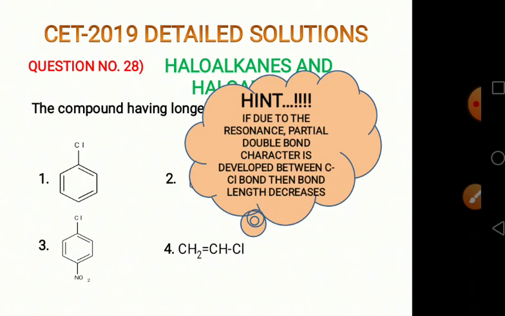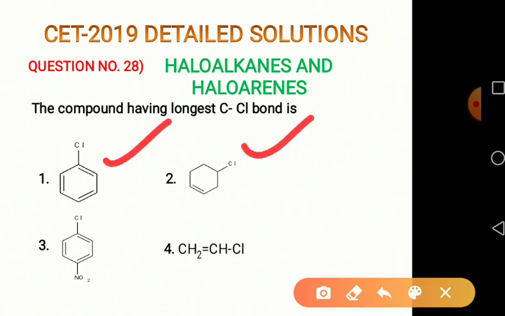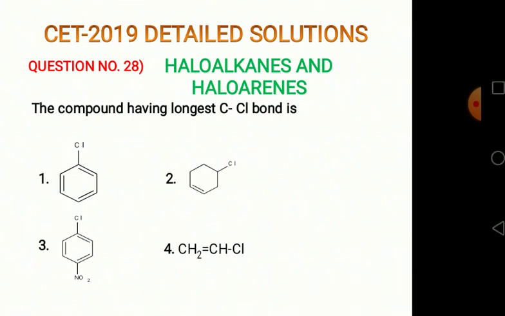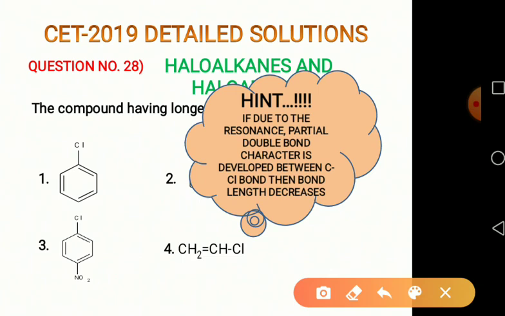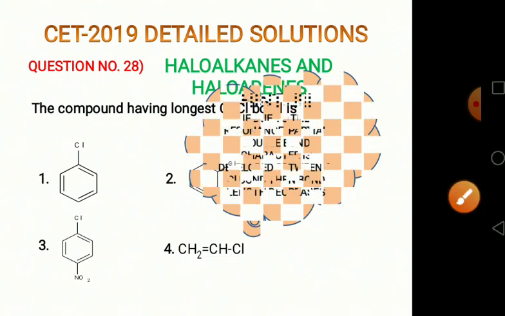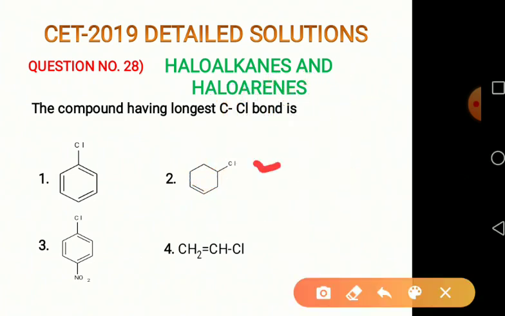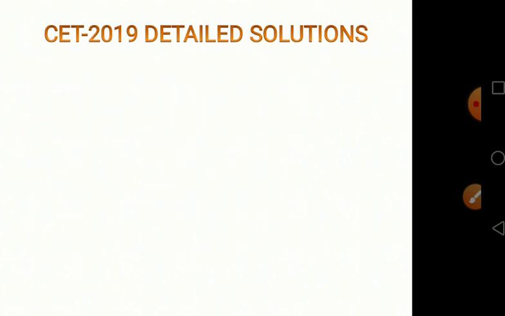So remember, in this particular case, in all these three there is a resonance. In this particular case, here there is a resonance, here there is a resonance, here there is a resonance, but in this case there is no resonance. Because of that reason, the correct answer should be this one. So the C-Cl bond is longest in the compound in which there is no resonance. So the option is the second one.